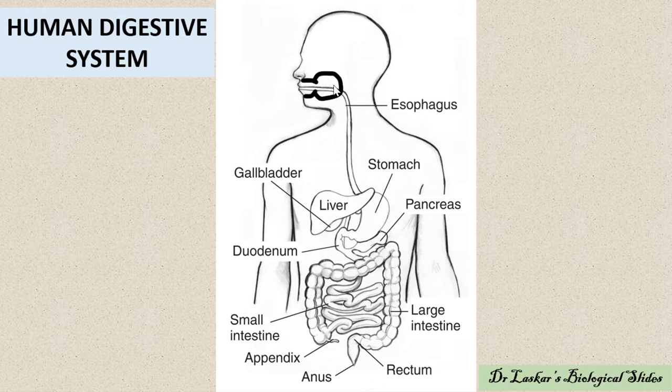This oral cavity is a large space bounded above by the palate, below by the floor, and on the sides by the jaws. The floor supports the tongue, and the jaws bear the teeth.